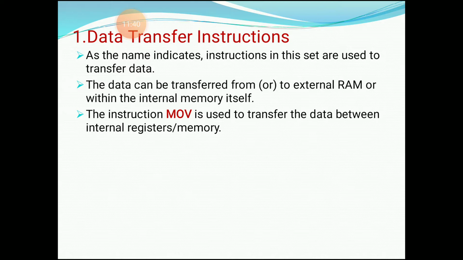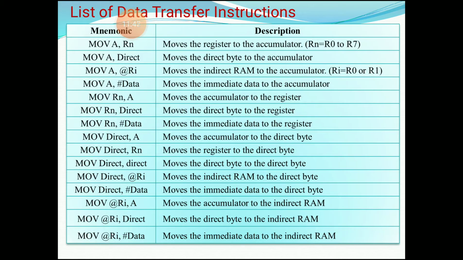The instruction MOV is used to transfer the data between internal registers or memory. This is the list of instructions that belong to data transfer instructions. MOV A, Rn. This instruction moves data from the Rn register to the accumulator, where Rn indicates the registers R0 to R7. So Rn may be any of the R0 to R7 registers. Next, MOV A, direct. This instruction belongs to direct addressing mode. It copies the data from the address specified in the instruction to the accumulator.